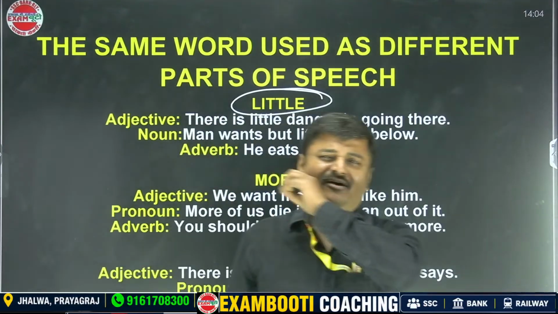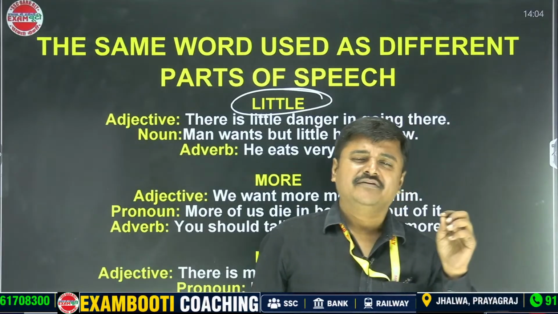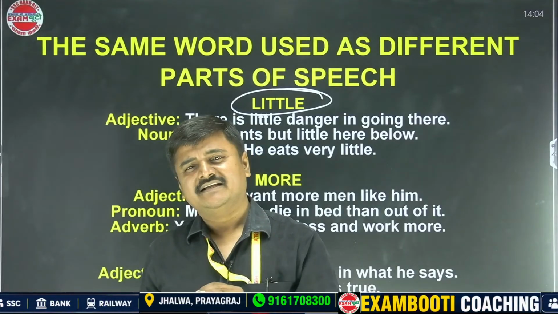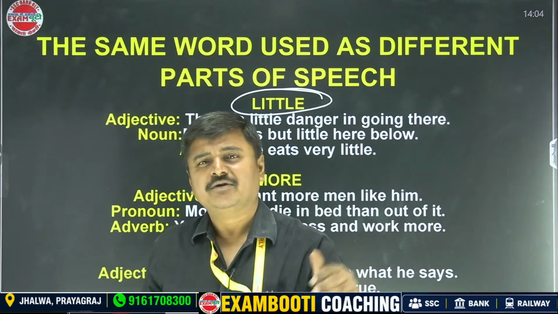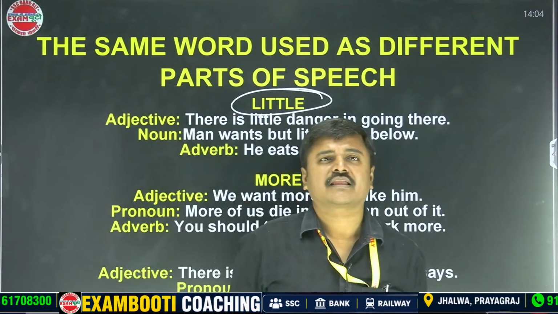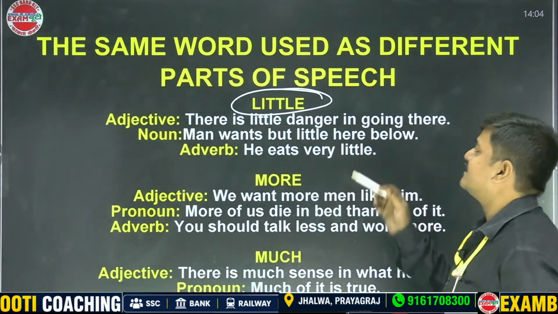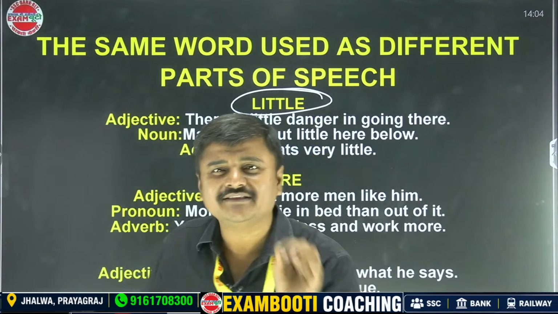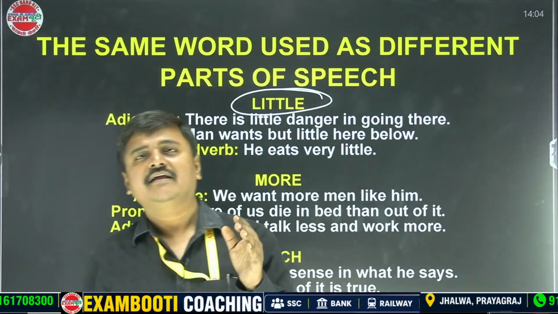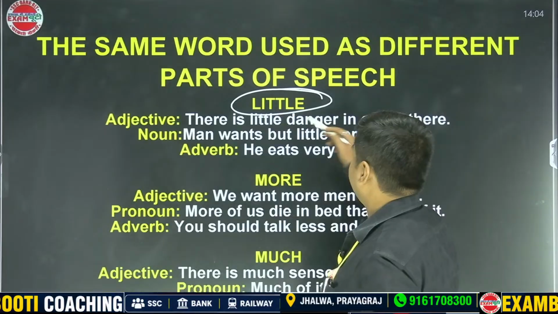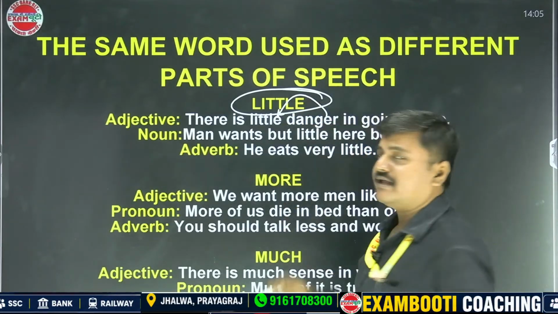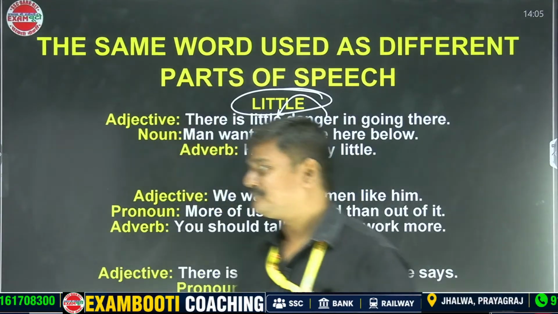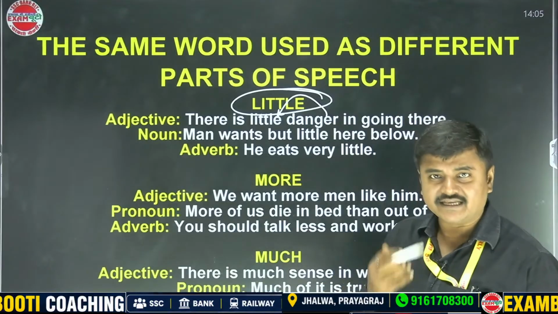But in all these three forms, little, a little, or the little works as an adjective in a particular given sentence before a noun. Like you can see in the first sentence, there is little danger in going there. It means there is no danger in going there. Yes, my dear, there is no danger in going there. Here, little is used before danger, and danger is actually an uncountable noun. That's why little is functioning as an adjective.